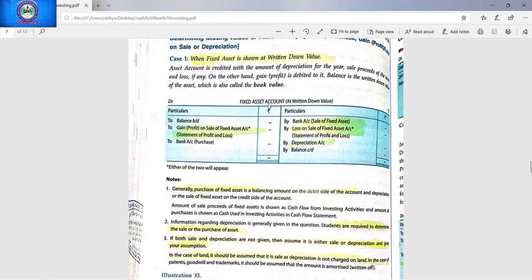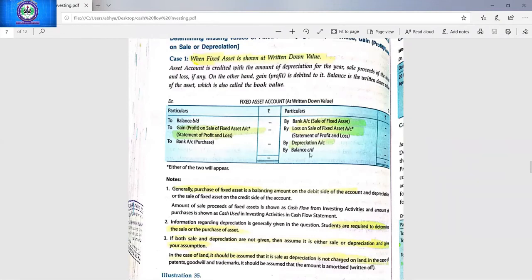So that's why it's a sample and here it is written fixed asset account. Okay, so first item on the debit side you can see the balance BD. Balance BD you can write in bracket here opening balance. So it must be given in the question. Opening balance means balance of previous year.